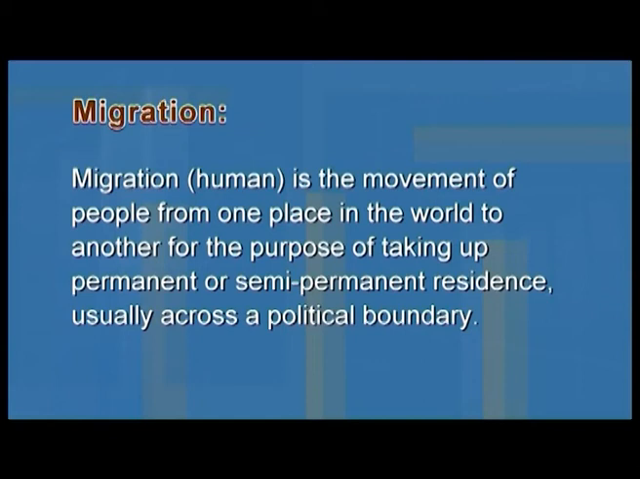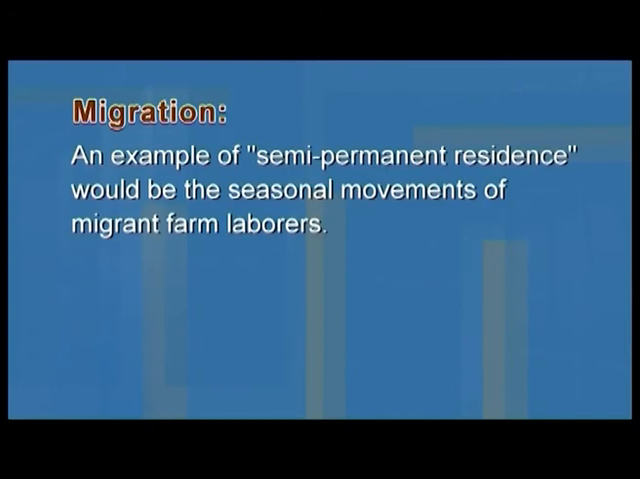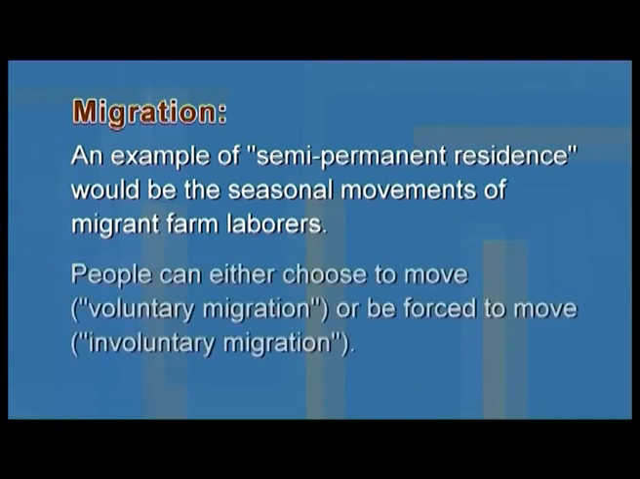Let us now discuss migration. Migration of humans is the movement of people from one place in the world to another for the purpose of taking up permanent or semi-permanent residence, usually across a political boundary. An example of semi-permanent residence would be the seasonal movements of migrant farm laborers. People can either choose to move, voluntary migration, or be forced to move, involuntary migration.